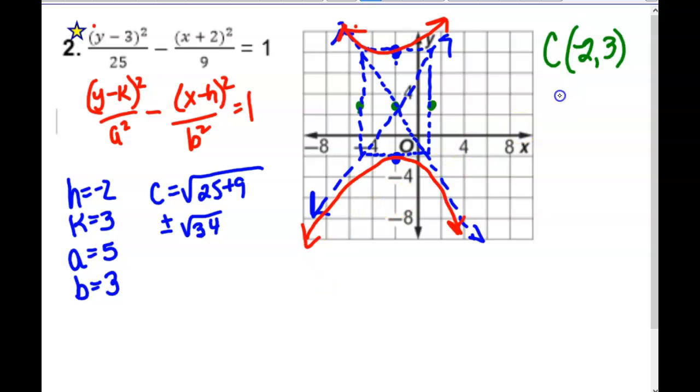Okay, so we need the vertices and the foci. The vertices were, what's the formula for vertices when it's opening up and down? Let me see. H comma K plus or minus A, is that right?